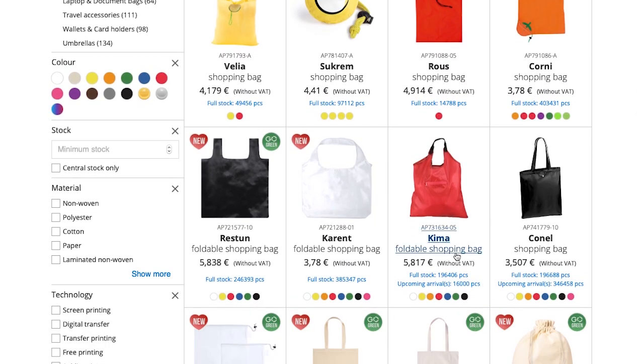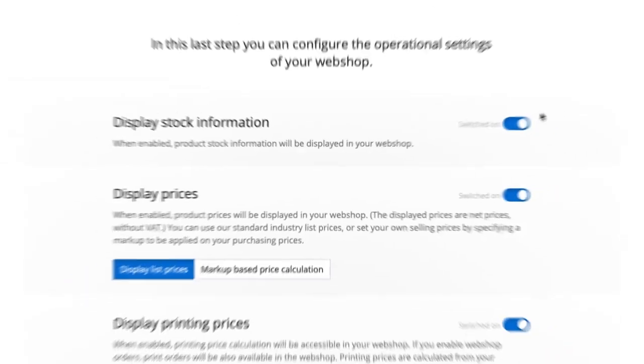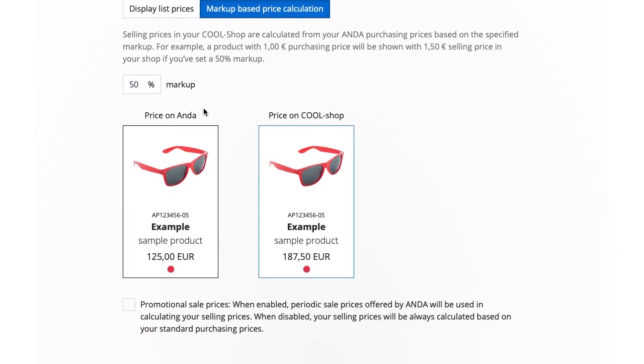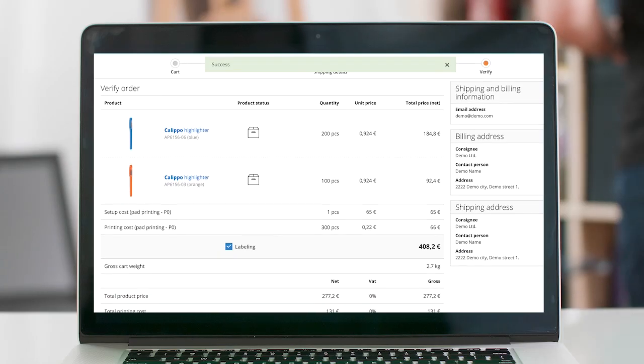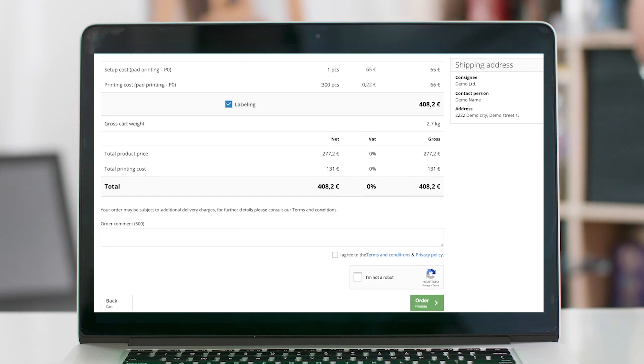Always get up-to-date stock information. Manage your selling prices easily by applying different markups on products and printing prices. And receive webshop orders from blank and printed products.